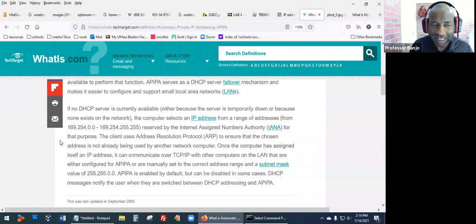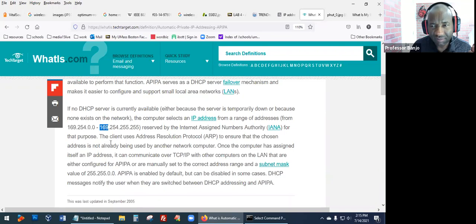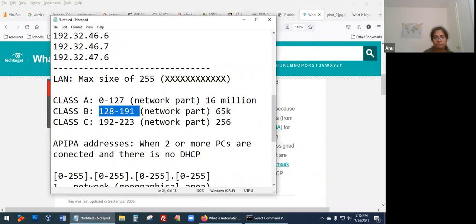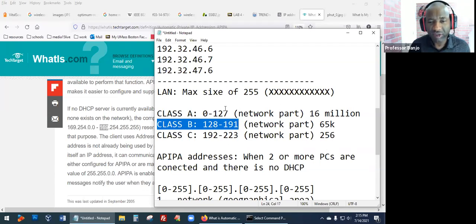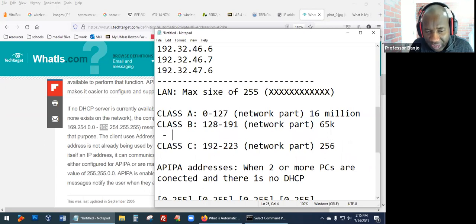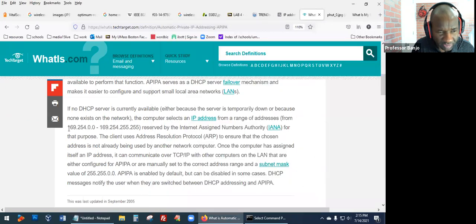I'm going to pull this down. What class is this range from? Class B. 169, class B, right here. It's in the B class. So in class B, you have your APIPA addresses, right? It's like a subsection of class B from 169.